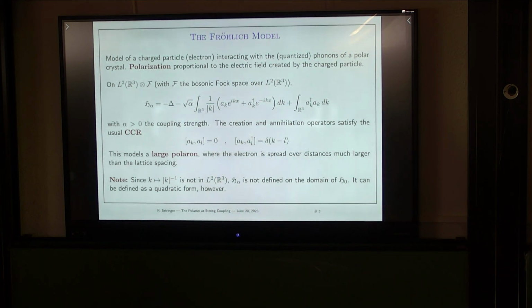The Hamiltonian has only one parameter, which is usually denoted by square root of alpha. Of course, you can put in other constants, but in the end they just scale out. So there's just one dimensionless parameter that the model depends on. This is called the coupling strength. And in particular, we will be interested in what happens for large coupling.